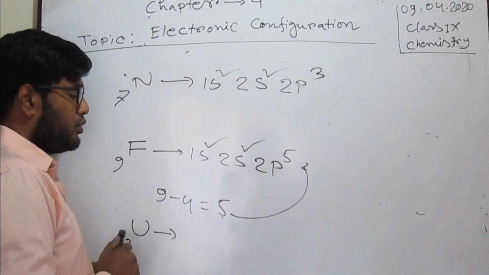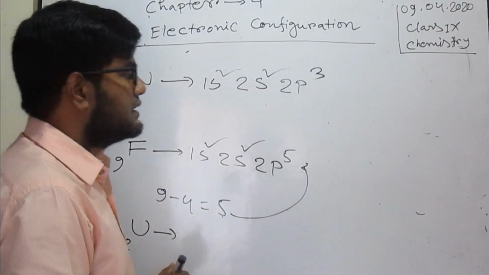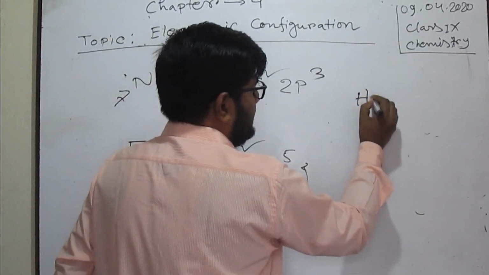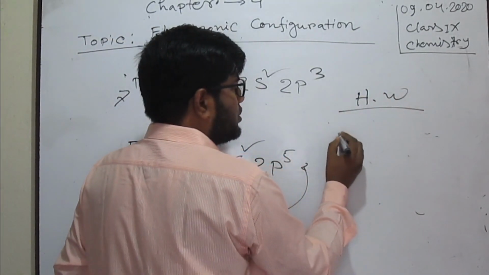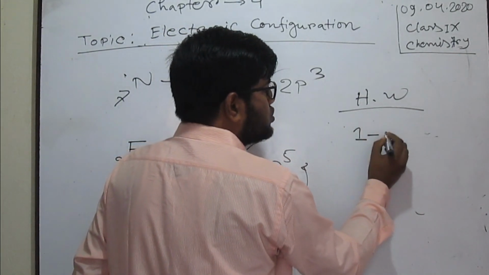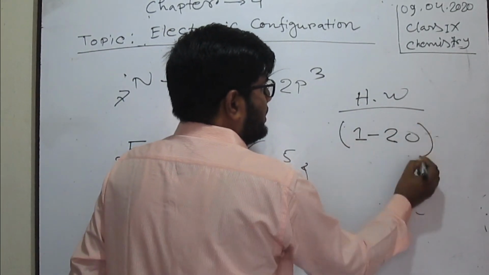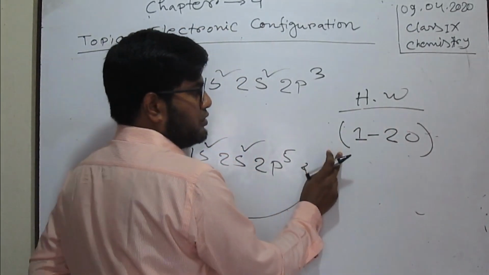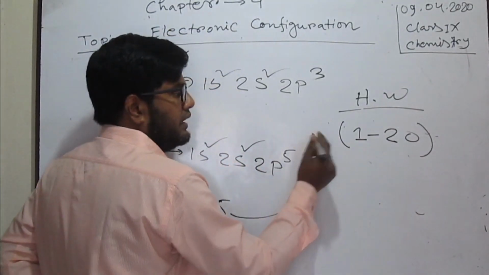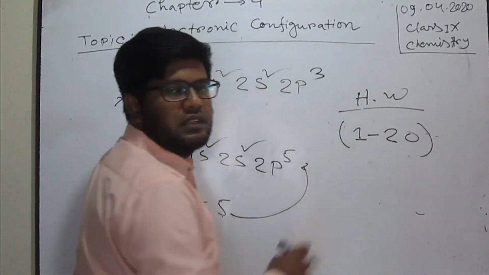Okay, so your homework is given to you: write the electronic configuration of the different elements whose atomic numbers are from 1 to 20.